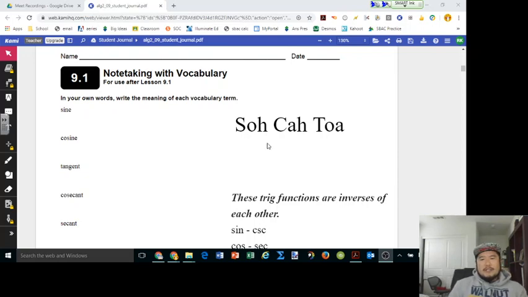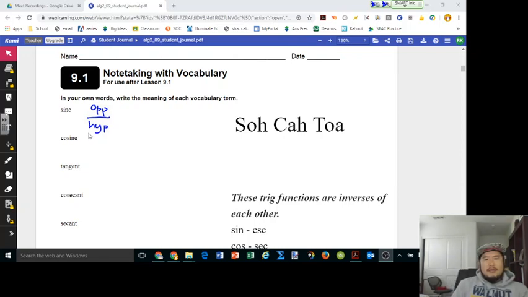If you remember, this is a little acronym that we use to help remember the sides that correspond with sine, cosine, and tangent. Remember, SOHCAHTOA. For sine, we have O and H, which represents opposite over hypotenuse. So let's go ahead. Right here, we'll put opposite over hypotenuse.